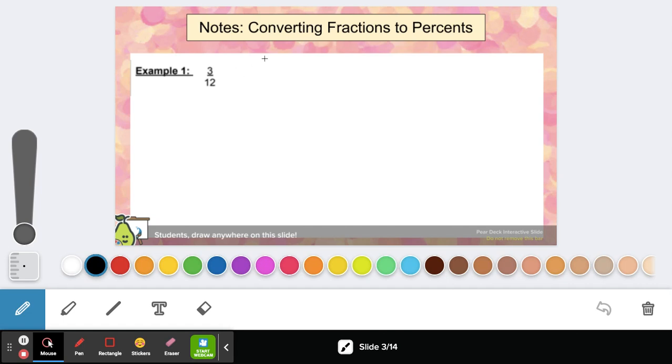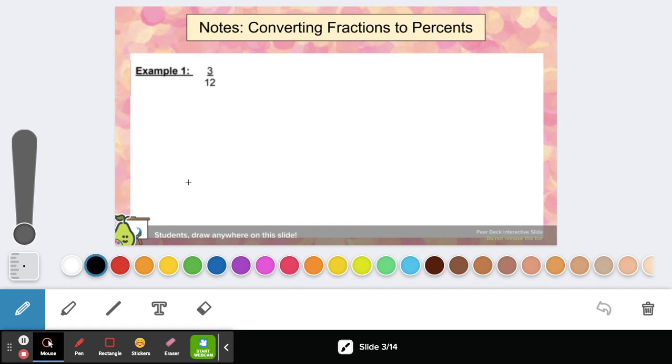Okay, so we're going to be learning how to convert fractions to percents. I know last week I showed you how to change this fraction to a decimal and change that decimal to a percent. So we're going to do this one a different way, okay?